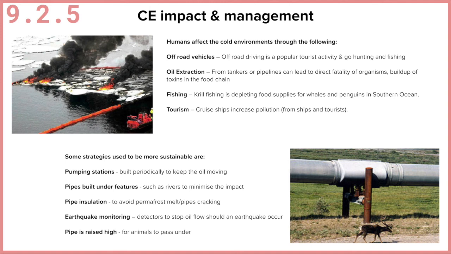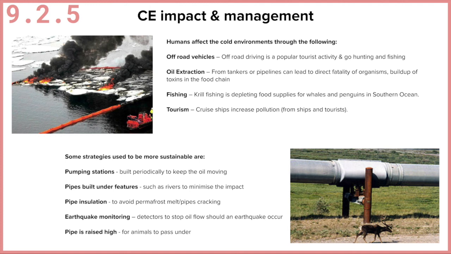So tankers or pipelines can lead to direct fatalities of organisms, so the oil can kill, and the buildup of toxins within the food chain. So if a fish is swimming in this toxin and it's eaten by a polar bear, then that's going to damage the rest of the ecosystem, the rest of that food web, because it's brought toxins into that environment.